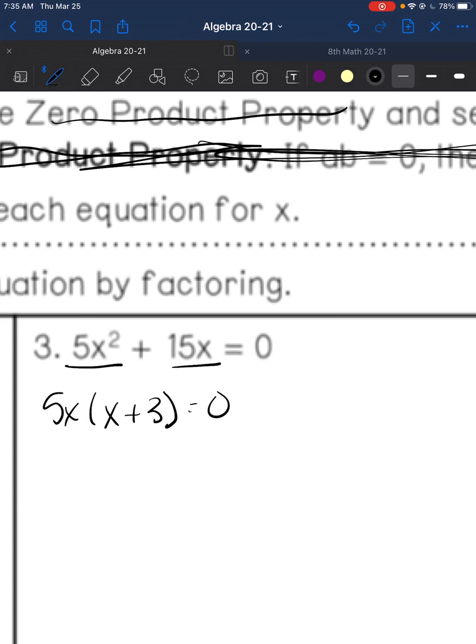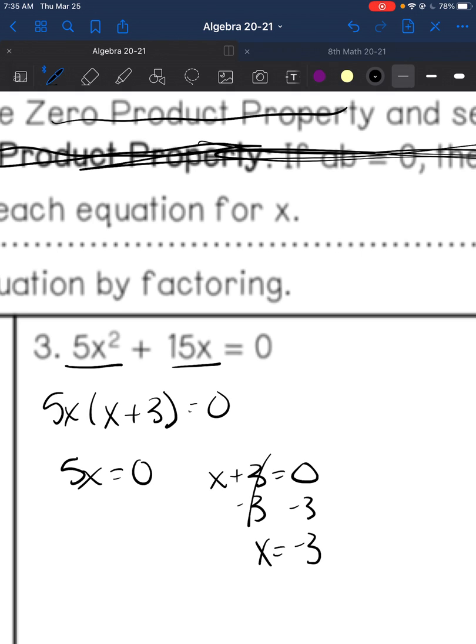So I'm going to just take my two factors and set them equal to 0, and solve for x. So I'm going to subtract 3 here. That cancels out. X equals negative 3. And this one, I'm going to divide by 5. That cancels out. X, 0 divided by anything is still 0.